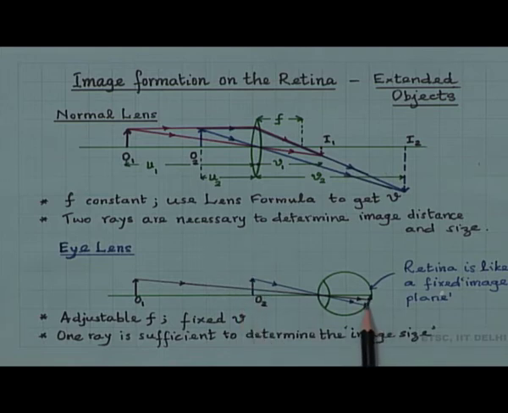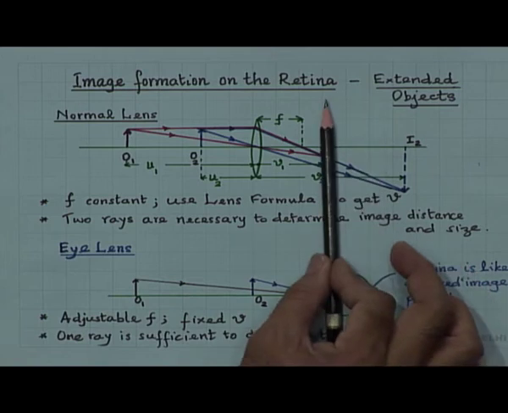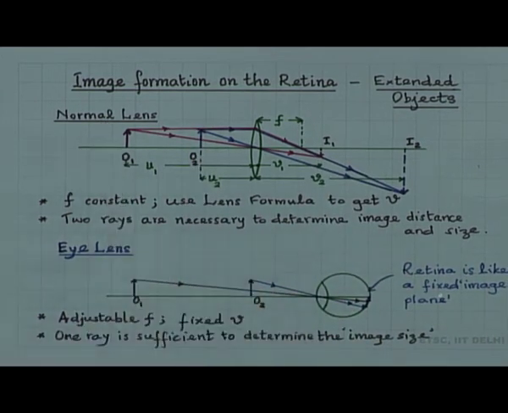So, the size is determined by the angle subtended at the eye, which will tell us the size of the image on the retina. The retina is like a fixed image plane. Here the image plane varies depending on the position of the object, but in this case the image plane is fixed, and what varies is the focal length of the lens, an adjustable focal length.